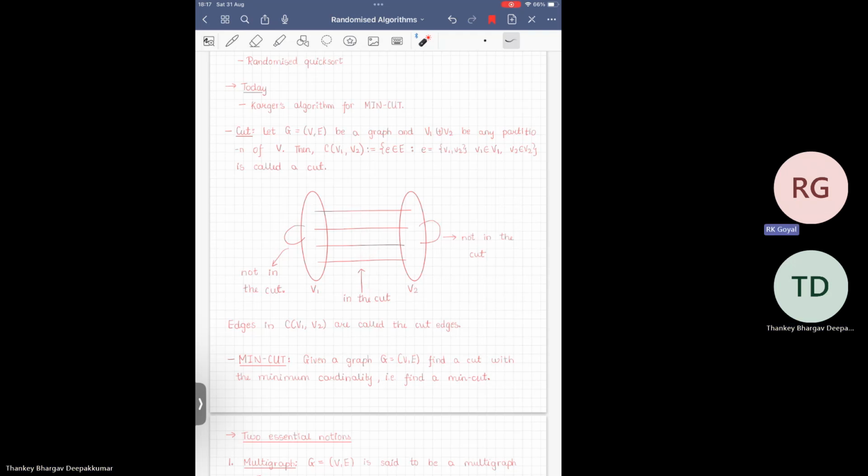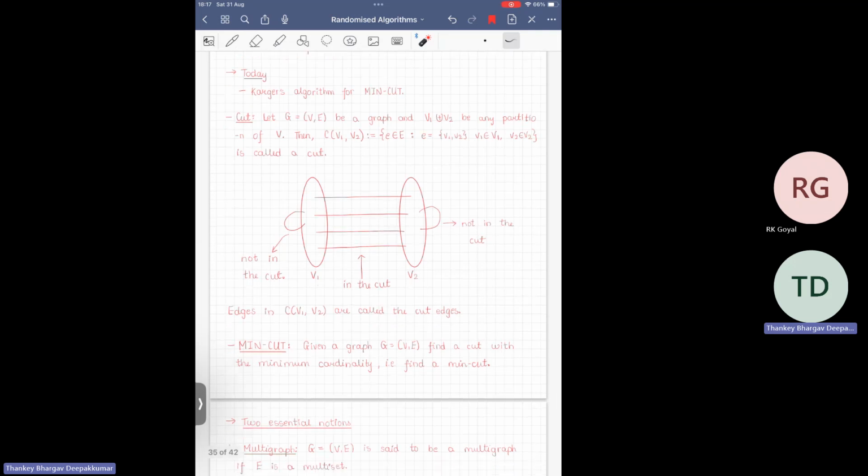Yes, because now there is no way of going from V1 to V2, right? And what the min cut problem asks is the following. This is one way to look at it: what is the minimum number of edges I need to remove to make the graph disconnected?